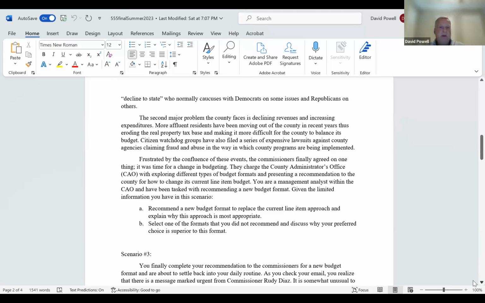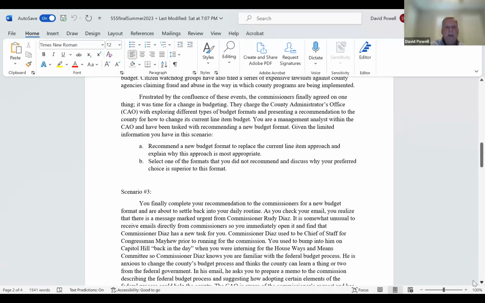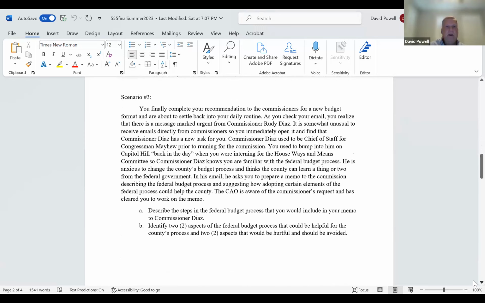And then the follow-up question, select one of the formats that you did not recommend and discuss why your preferred choice is superior to this format. So if you say they should use a performance-based budget, then in question 2B, you will select one of the ones you didn't choose, so program-based or zero-based, and tell me why performance-based budgeting is superior to one of those other options. That's our budget format scenario.